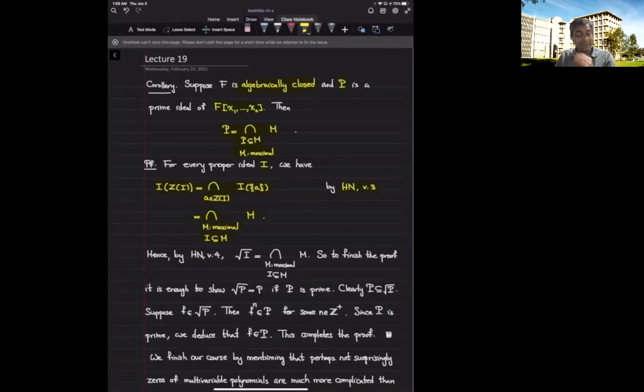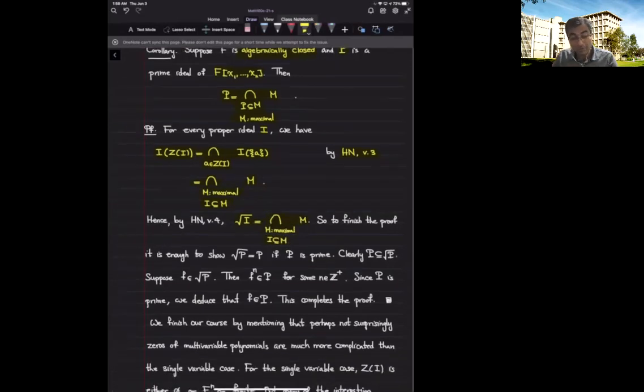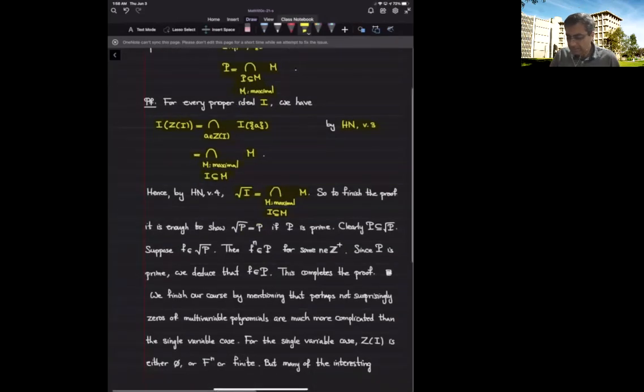But on the other hand, by Hilbert's Nullstellensatz version 4, the last version, this is nothing but the radical of I. So we end up getting this equality. Radical of I is the intersection of all the maximal divisors of I. Now I'm going to use this result for prime ideals. If I show that the radical of a prime ideal is itself, I immediately get the claim that every prime ideal is the intersection of all of its maximal divisors. But this is rather easy.